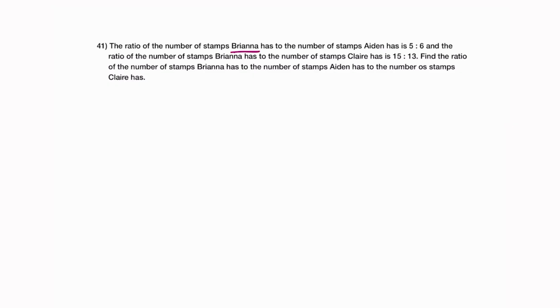The ratio of the number of stems Brianna has, so we have Brianna here. Let's write B for her. The number of stems Aiden has. So that's Aiden here. A is 5 as to 6. So that's 5 and that's 6. And the ratio of the number of stems Brianna B has to the number of stems Claire has. So now we have another person here, Claire. So it's Brianna and Claire. That's 15 and 13. Okay.